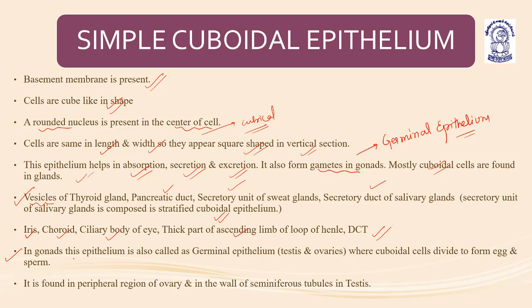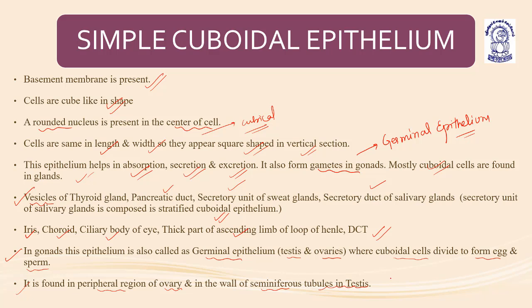In gonads, this epithelium is called germinal epithelium, in testis and ovaries. Their cuboidal cells divide to form egg and sperm. That is why it is known as germinal epithelium. It is found in the peripheral region of the ovary and in the wall of seminiferous tubules in the testis. So these are some common locations of simple cuboidal epithelium.